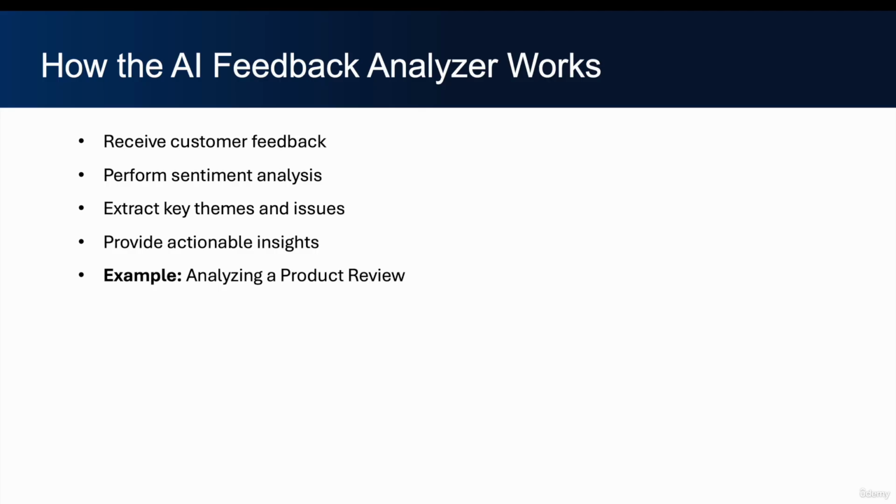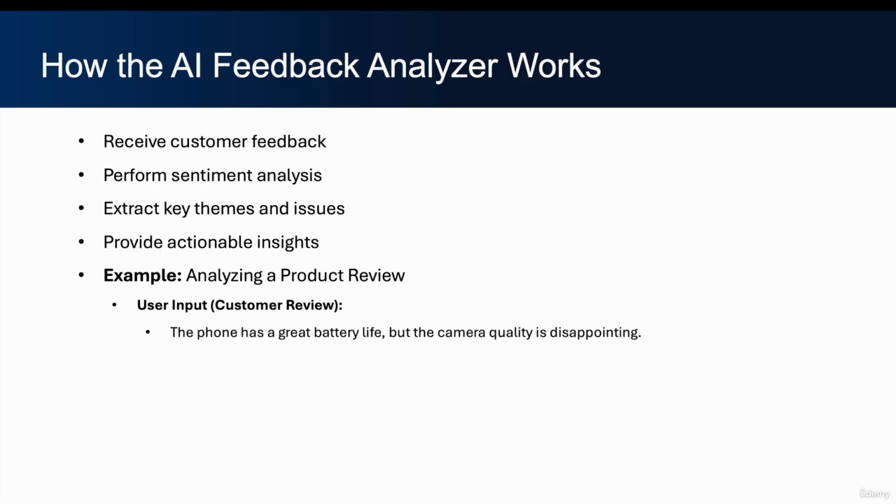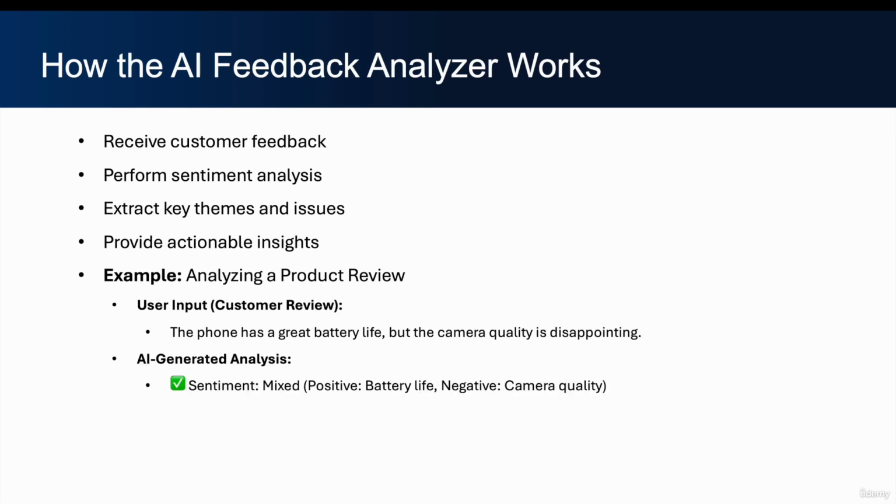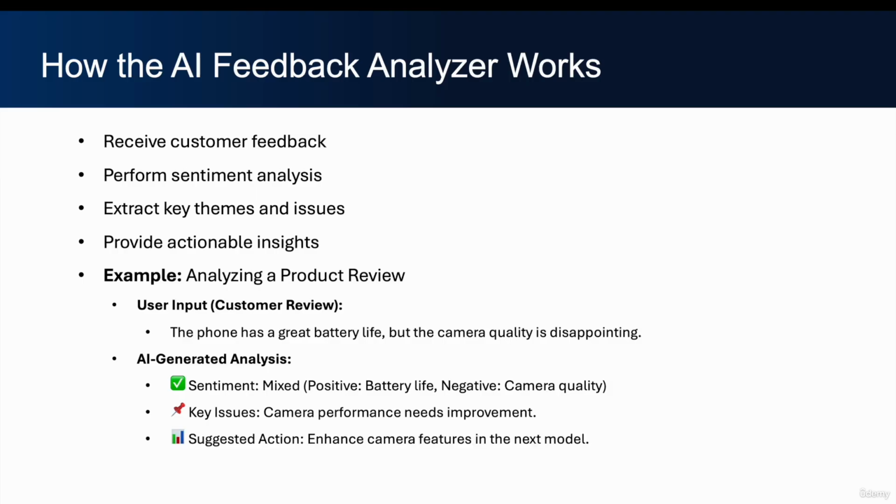Let's look at an example analyzing a product review. The user input, which is the customer review, is: the phone has a great battery life, but the camera quality is disappointing. And the AI-generated analysis says sentiment is mixed, positive about battery life, negative about camera quality. The key issue here is camera performance needs improvement, and the suggested action is enhance camera features in the next model.